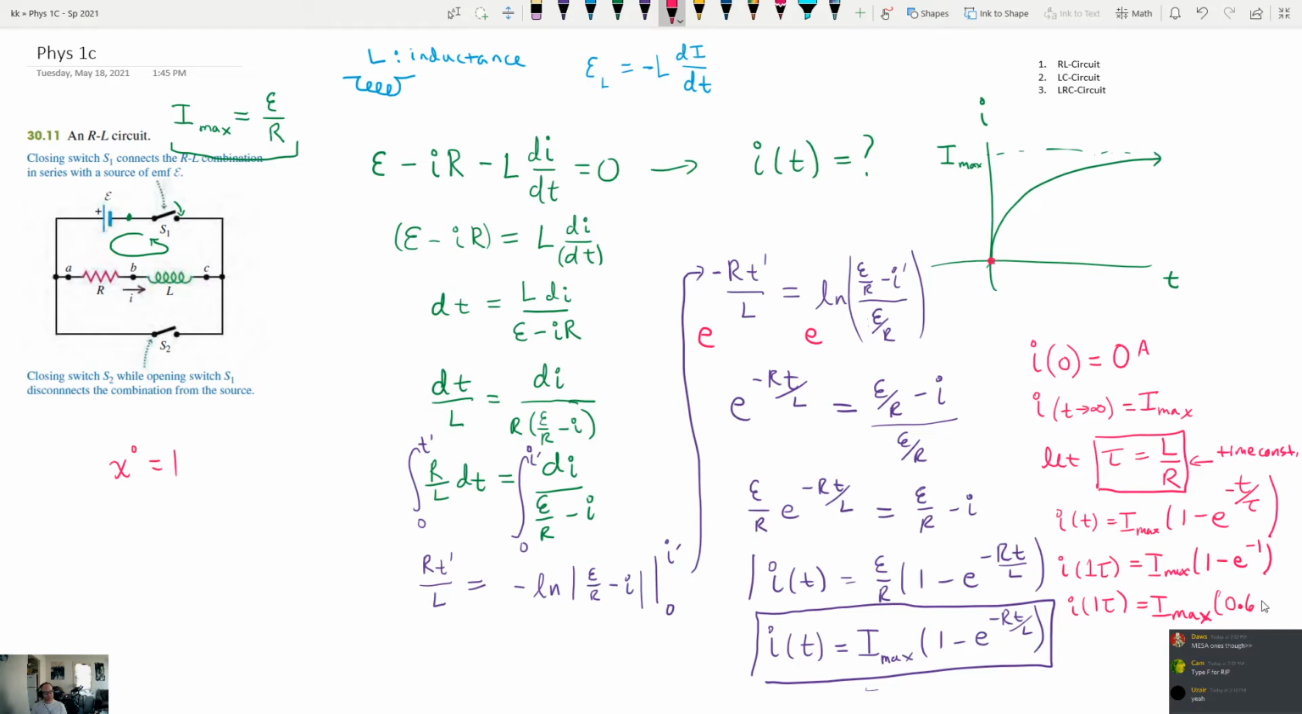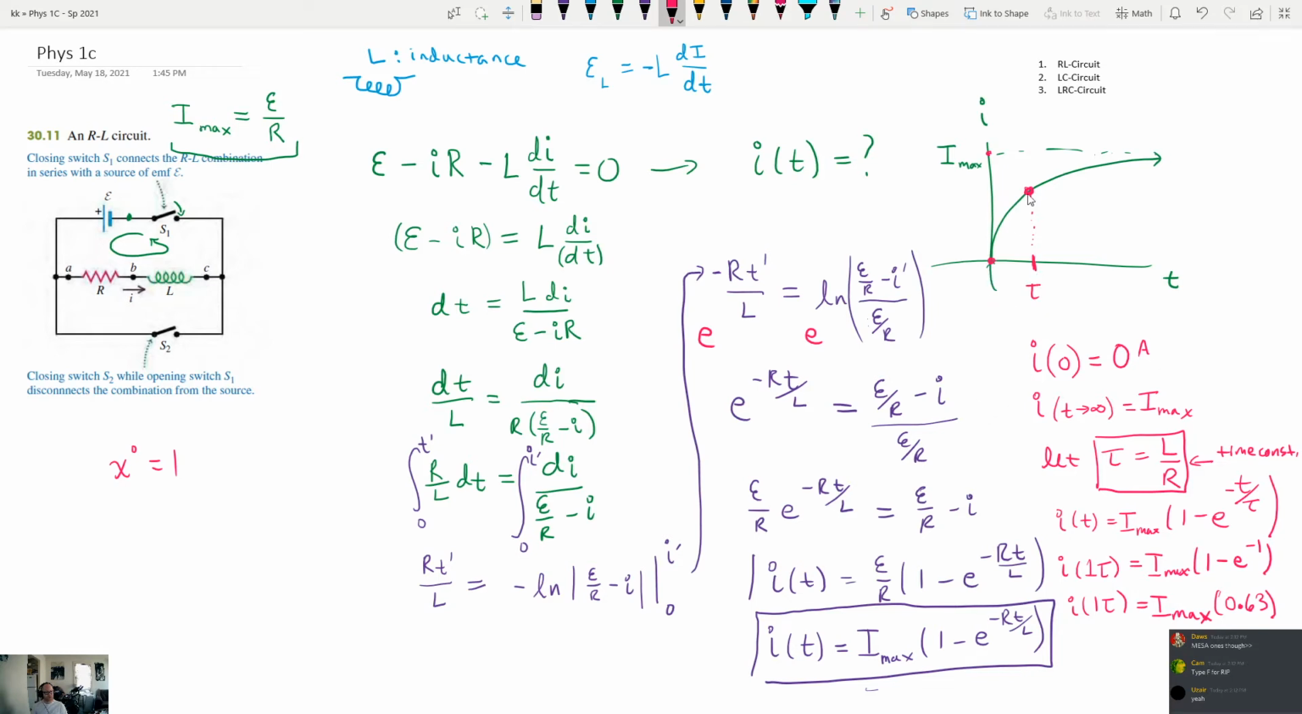So we'll call it just 0.63, which is about 63%. So after 1 tau, the current has reached 63% of its maximum, basically. If this is 100%, 63% is going to be a little above the middle, somewhere right around here. That's where 1 tau would be.